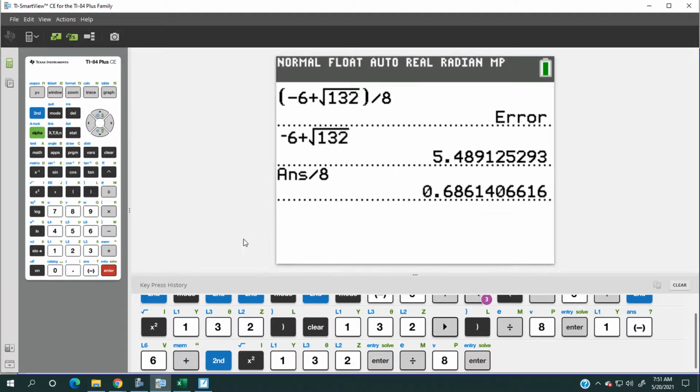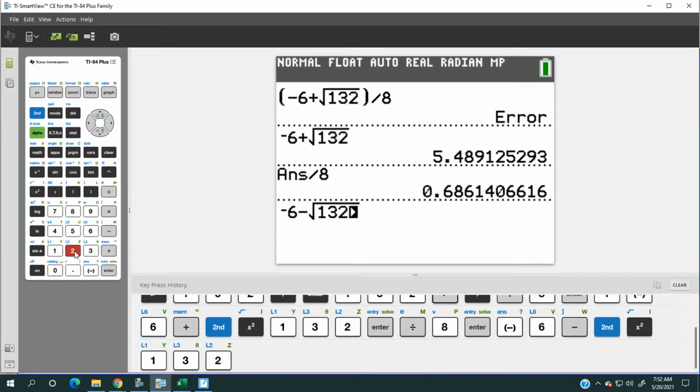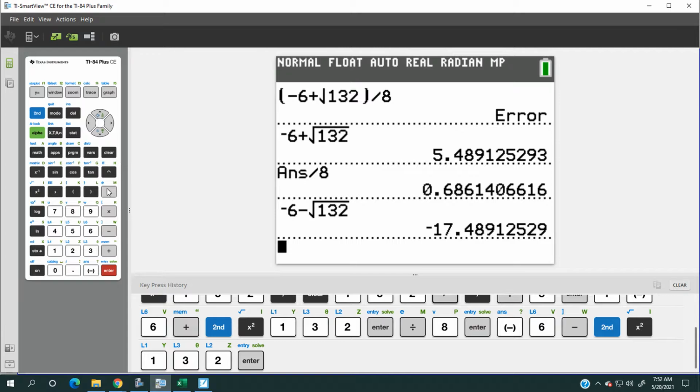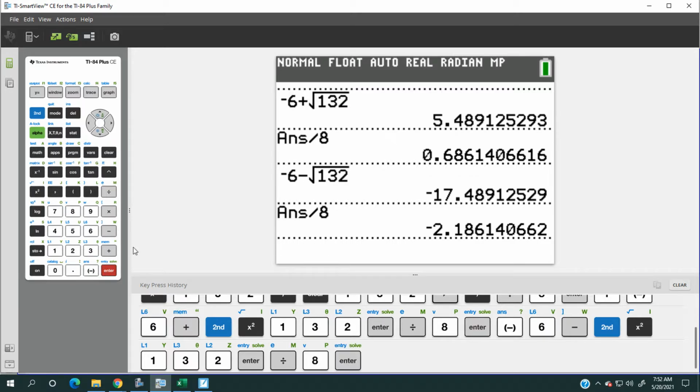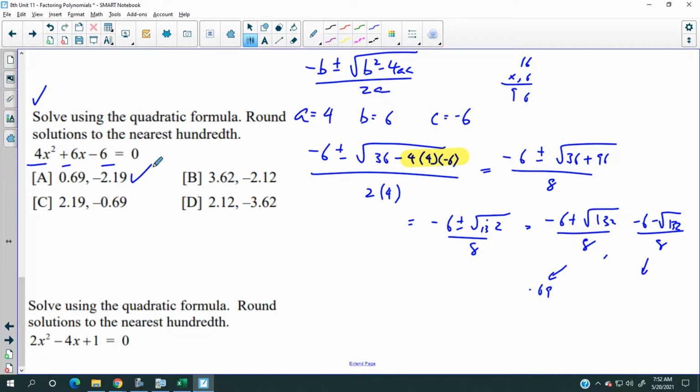Now I do it for the other one. Negative 6 minus the square root. Now, guys, you got to be careful here. That negative and minus thing, all right, even to today, I can tell that some of you are not careful with the negative and the minus sign. All right, so be more careful. Let's see, 132, what is that? Enter, divided by 8. Negative 2.186, right? 2.19, yep, there you go. That took a little longer, right?